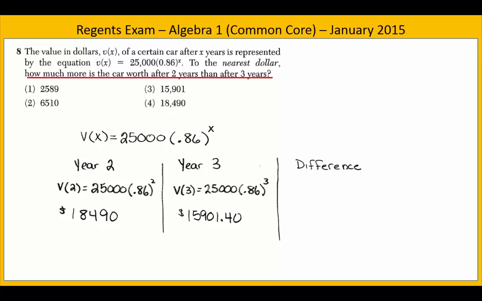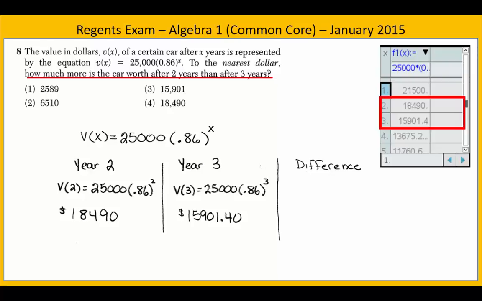Notice that both of the numbers we found for year 2 and year 3 are choices in the problem. However, the question was asking what is the difference between those two. We find the difference between those two by subtracting them. $2,588.60. And so 2,589 is that amount rounded to the nearest dollar.